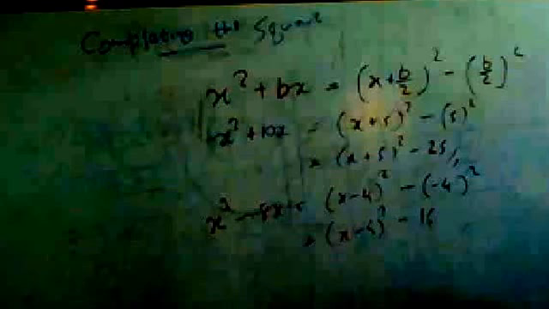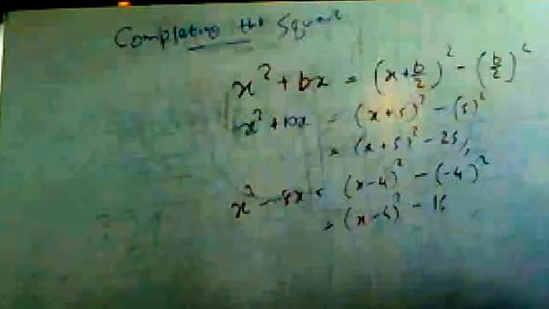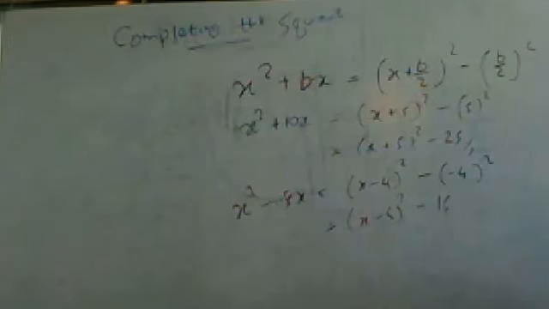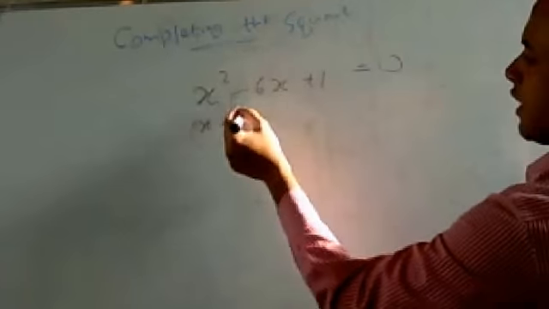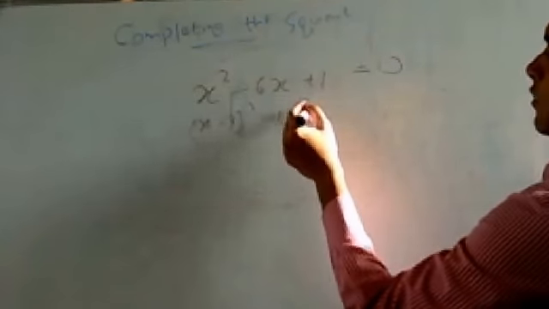You can also complete the square basically if there are three terms. So I'll show you. If we have a question, let's say x squared minus 6x plus 1, let's say that equals 0, so let's do an equation straight away. So that means x minus 3 squared minus 3 squared plus 1 equal to 0.